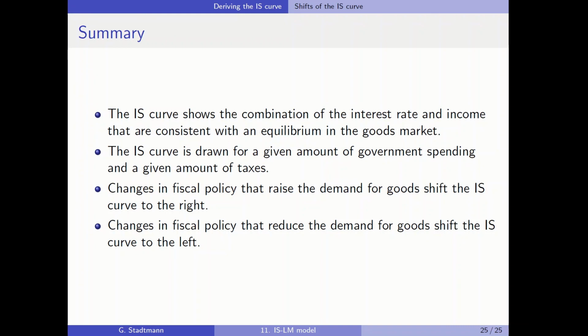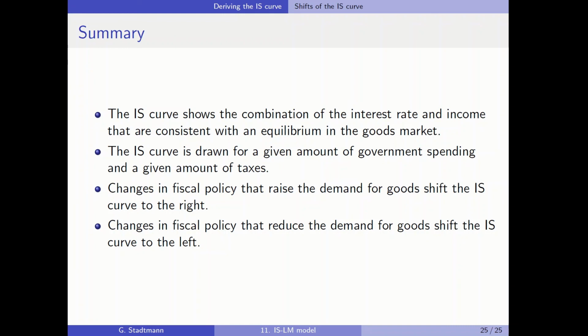One IS curve is drawn for a given amount of government spending and a given amount of taxes. A change in fiscal policy which raises the demand for goods shifts the IS curve to the right. So in case the government increases government spending or decreases taxes, this shifts the IS curve to the right. And changes in fiscal policy which reduce the demand for goods shift the IS curve to the left. So when the government decreases government spending or increases taxes, this will shift the IS curve to the left.